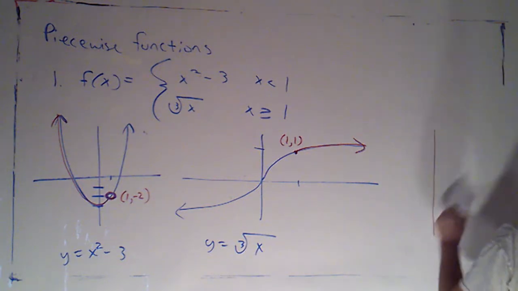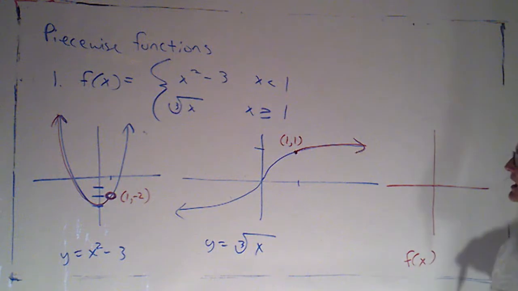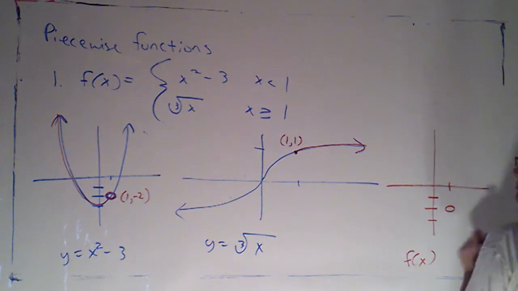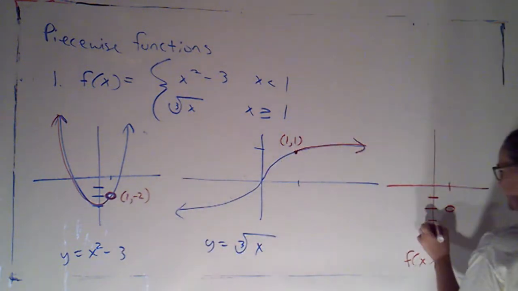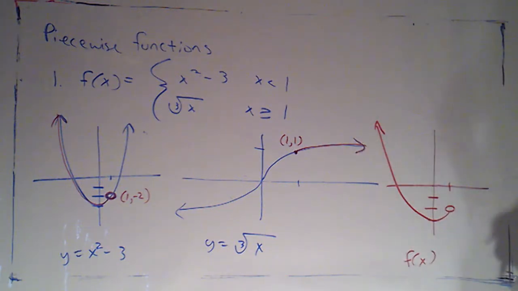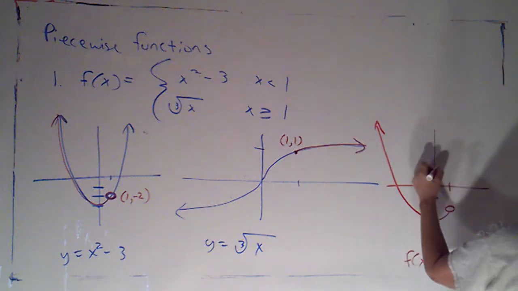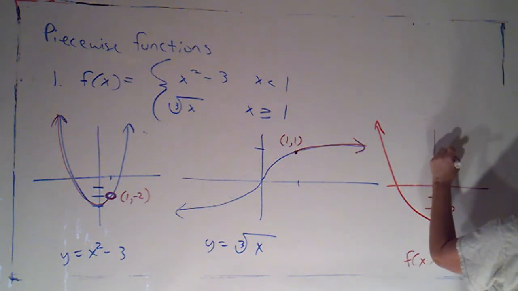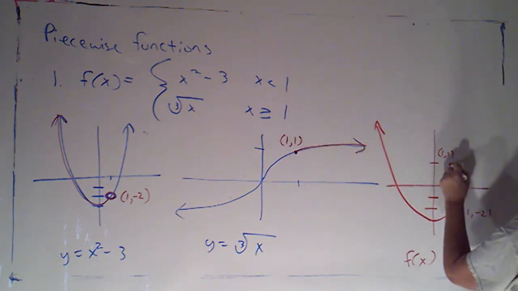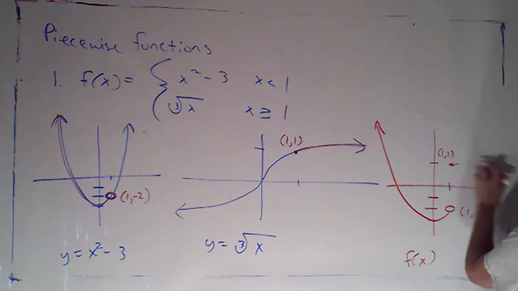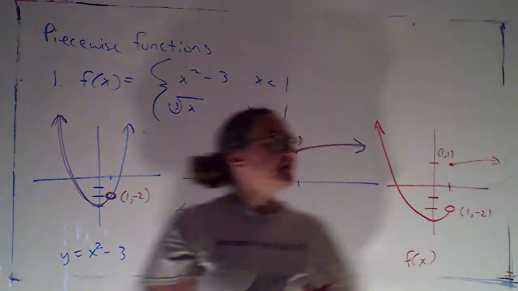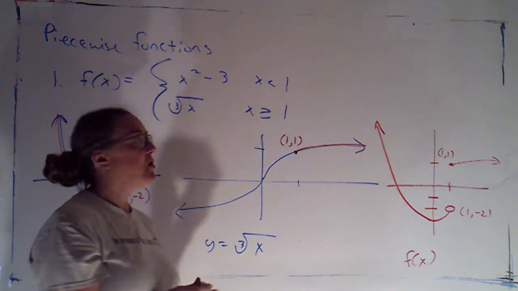So now, if I put the pieces together to sketch f of x, I'm going to plot a hole at 1, -2, and then I've got this parabola with a vertex at 0, -3, and I'm going to have the left side of that parabola. And then I'll have a point at 1, 1. That's a filled in point. And then we just follow the cube root function, which goes up and to the right, but is not very steep, to the right of that.